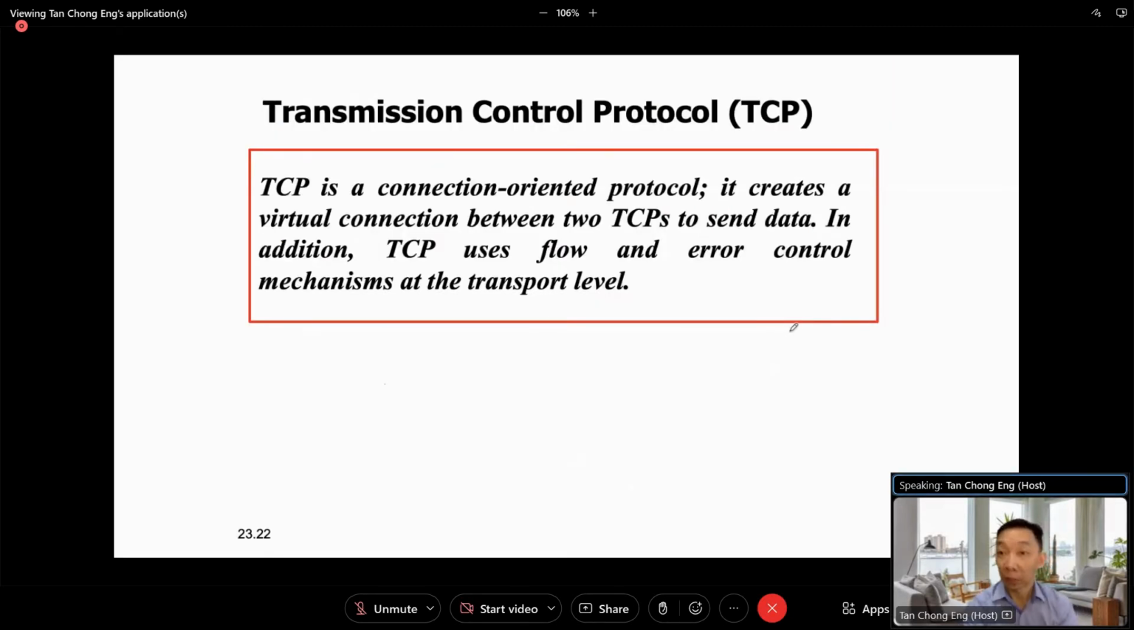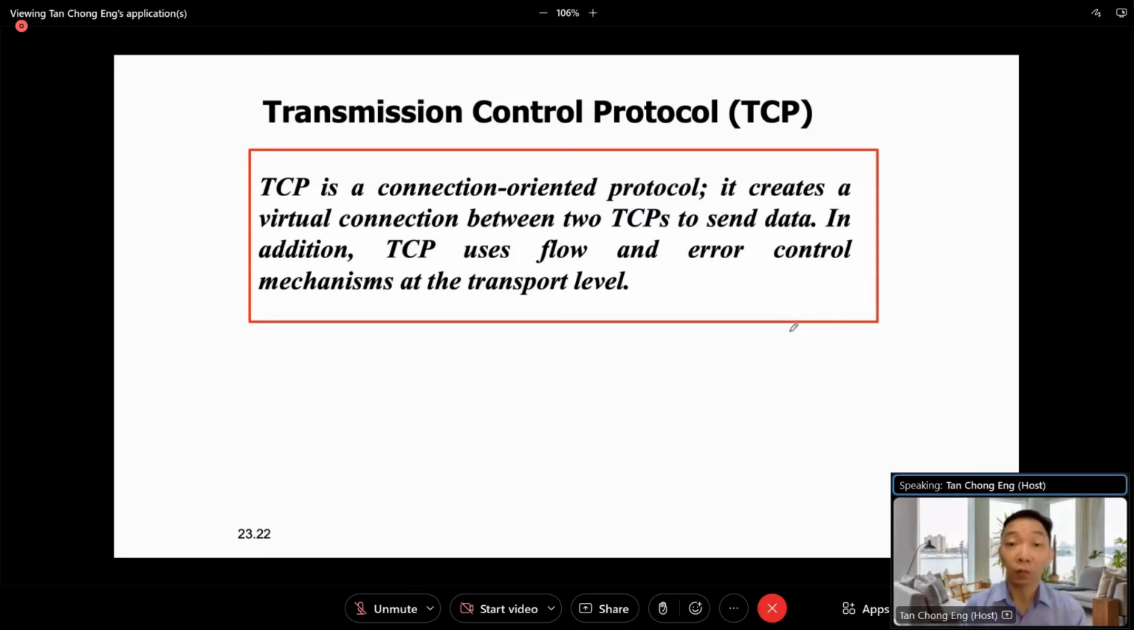The next one we have here is TCP, which is the Transmission Control Protocol. Again, it is a connection-oriented protocol. When it comes to connection-oriented protocols, you must always remember, you must establish the connection first before you can send the data. It creates a virtual connection between two PCs to send data. So I can connect to you, you can connect to me, all happening at the same time. So this is TCP.